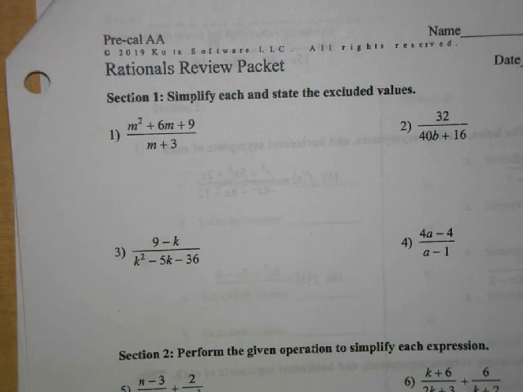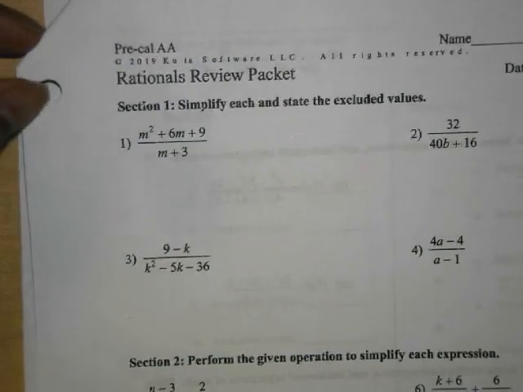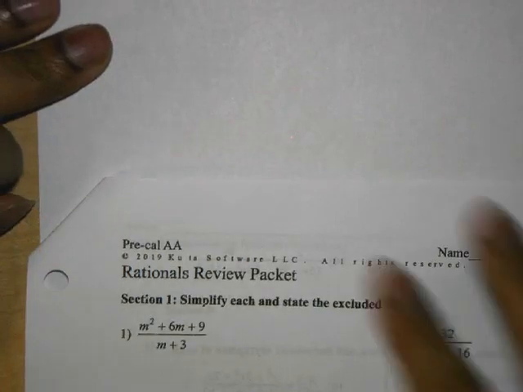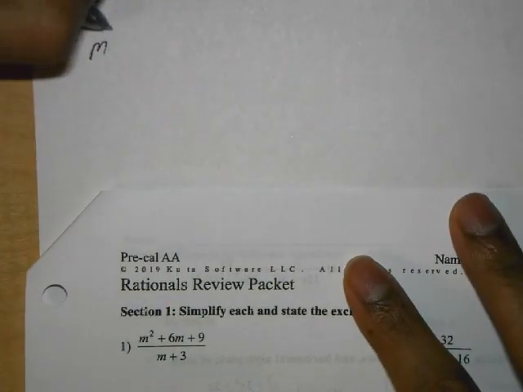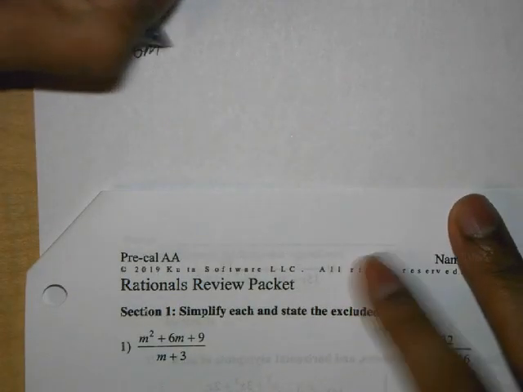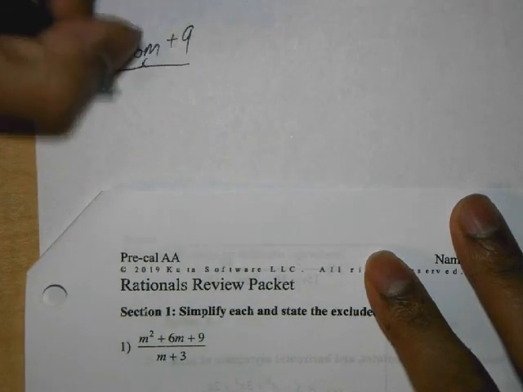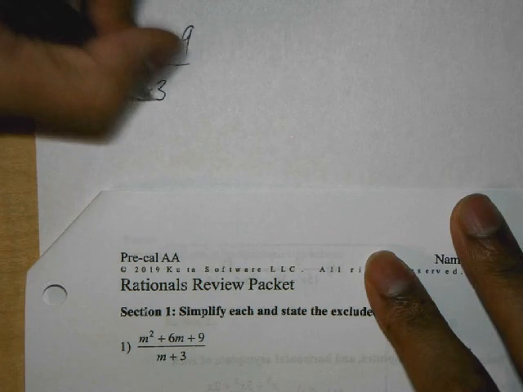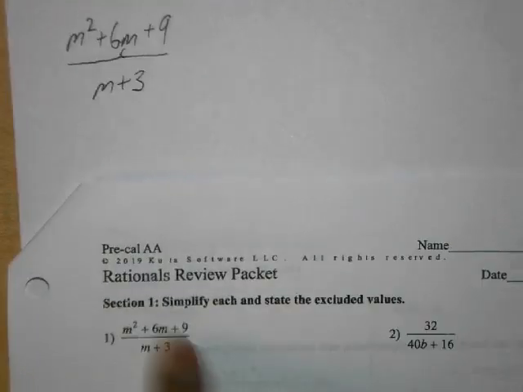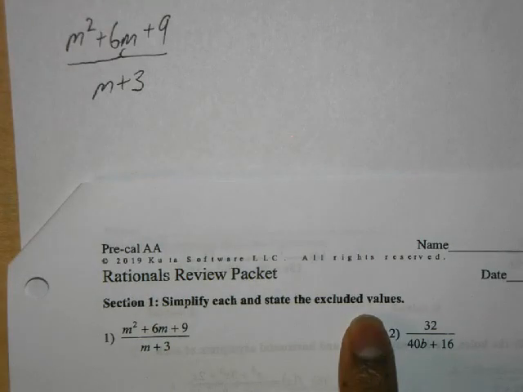Hey guys, we're going to take a look at the first section of our rationals review packet, and we're going to talk about simplifying and excluded values in this video. Okay, so if we take a look at problem 1, I'm just going to copy it over here: m squared plus 6m plus 9 over m plus 3. Now, in the directions, it's going to ask you to simplify and to state the excluded values.